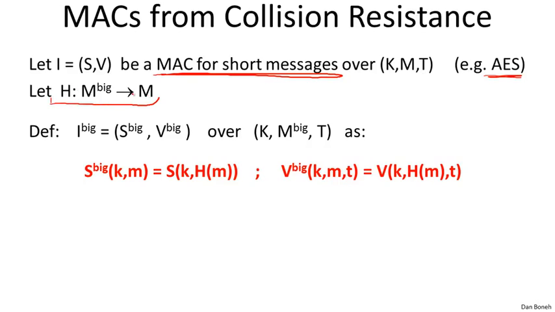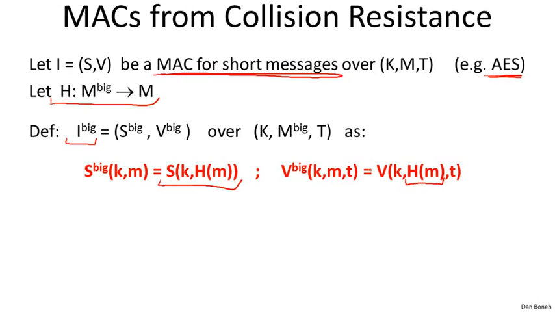Then basically we can define a new MAC, let's call it I big, which happens to be MACing large messages, and we'll define it simply by applying the small MAC to the output of the hash function. And how do we verify a MAC? Well, given a tag, we verify it by rehashing the given message and then checking that the small MAC actually verifies under the given tag.